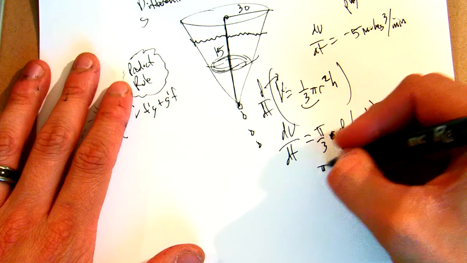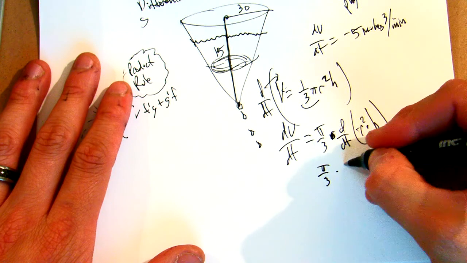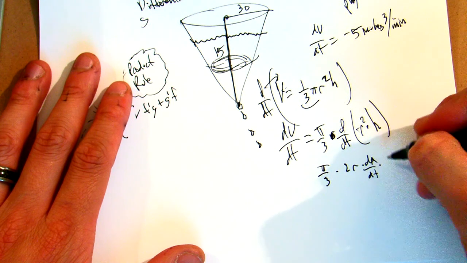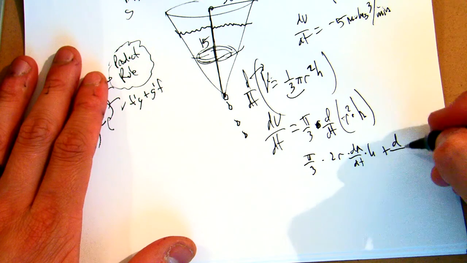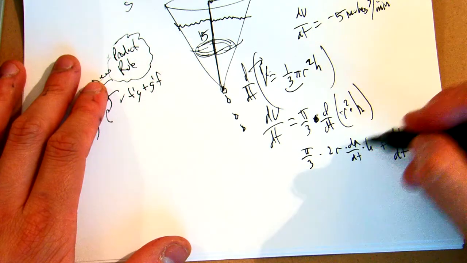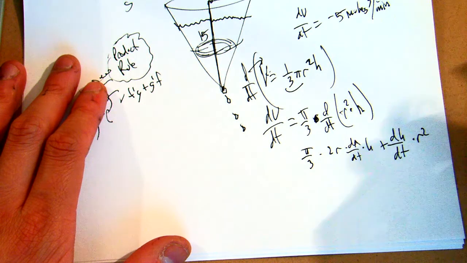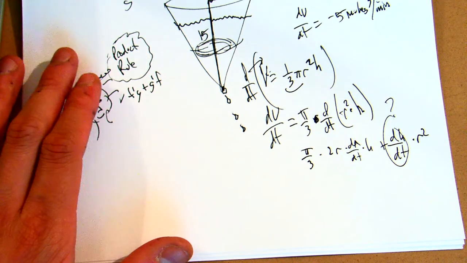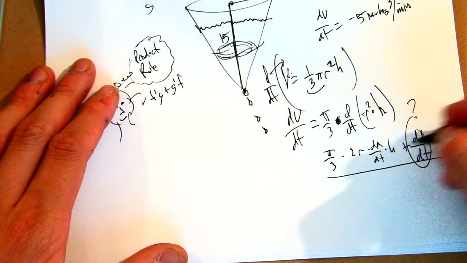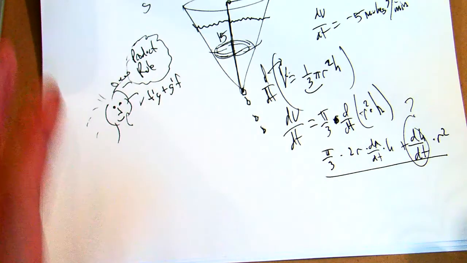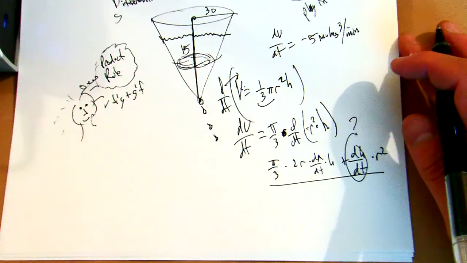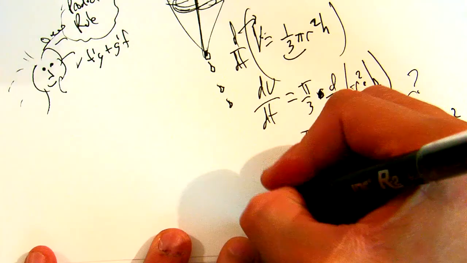So if you were to do this out, derivative of the first, 2r times dr/dt times h, plus derivative of the second, dh/dt times r squared. See, I can find most of these, but I don't know dh/dt, so this is problematic. So I need to fix this. This means if you have an extra rate or an extra variable, let's zoom in here, I need another equation.